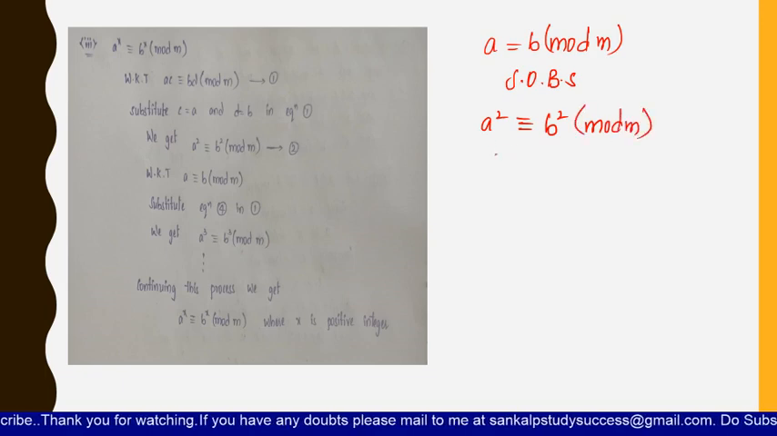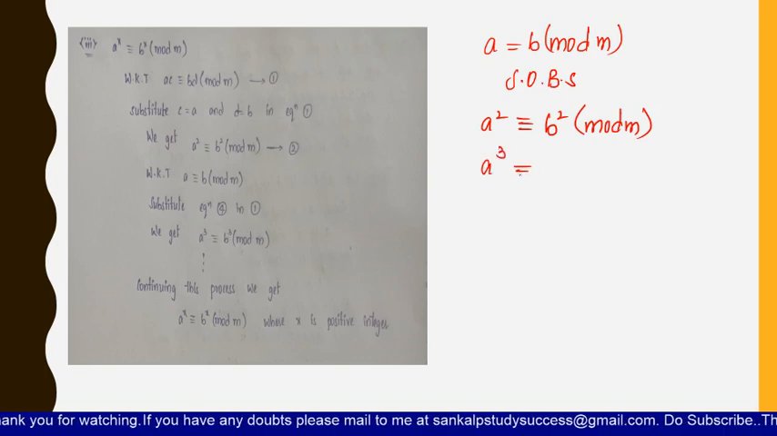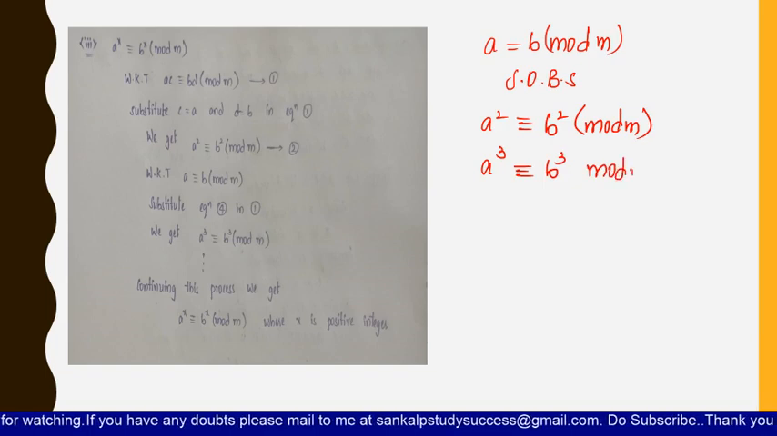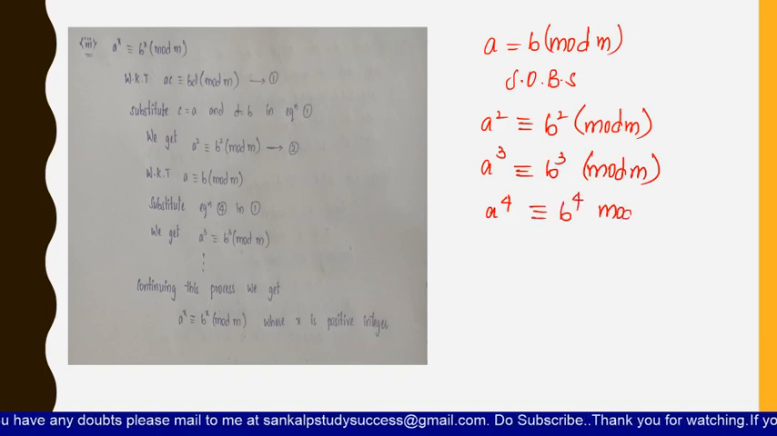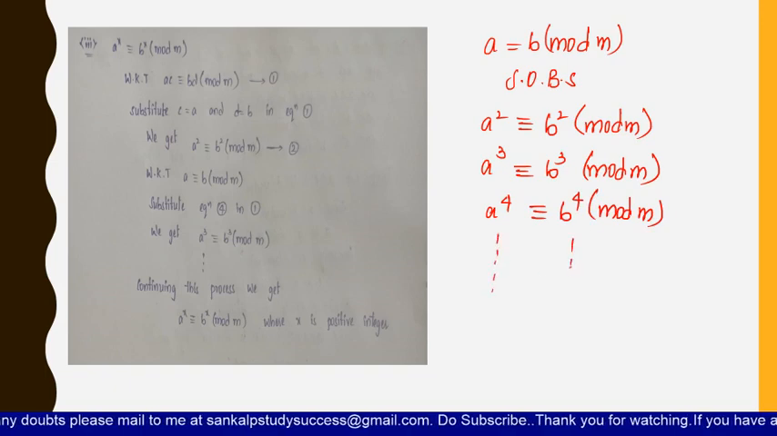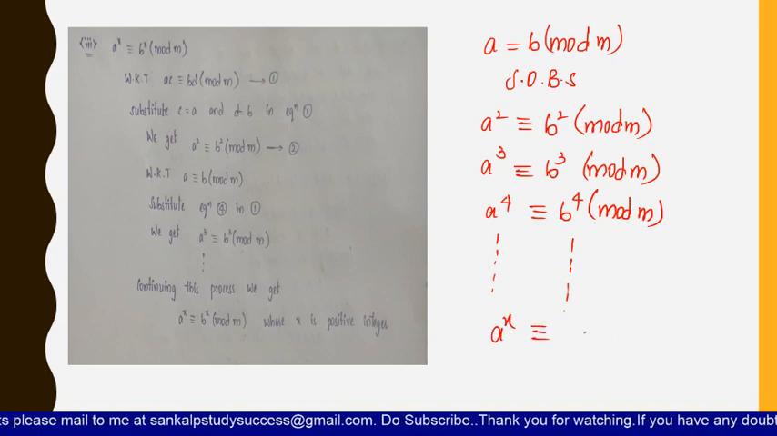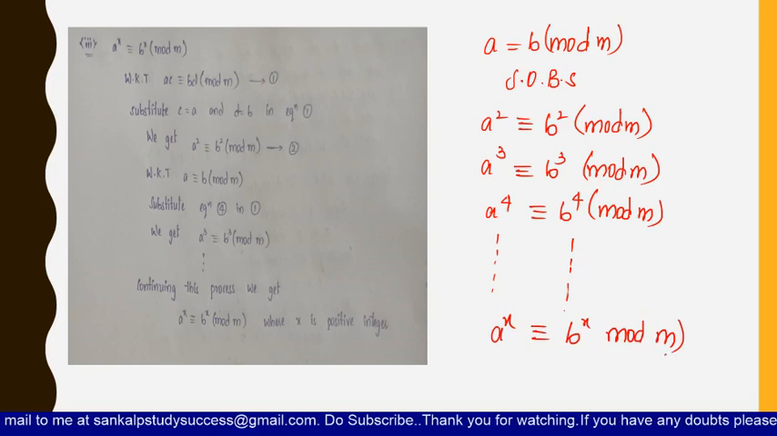Now if you again add one more power to the previous equation, then you will get a cube is congruent to b cube mod m. In the same manner, if you again add one more power, then you will get a power 4 is congruent to b power 4 mod m, right? So in the same way, if you go on adding like this, then you will be left with a power x is congruent to b power x mod m, right?